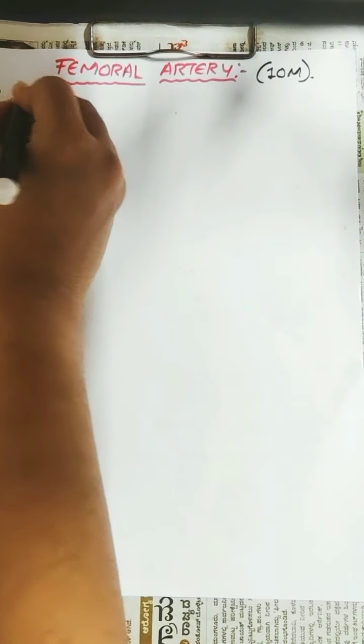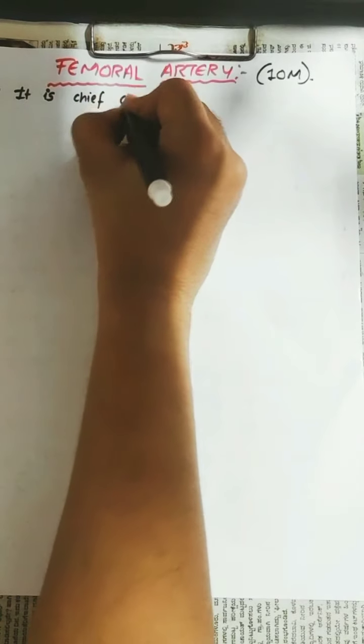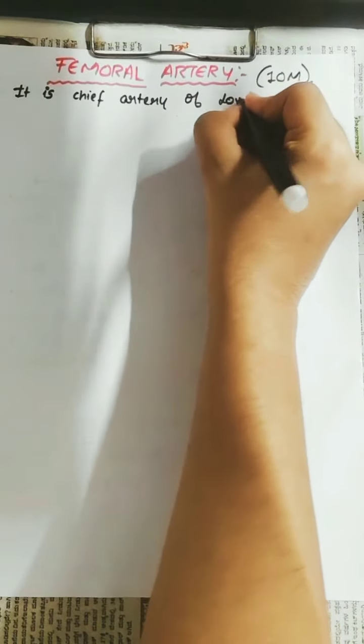Hello friends, this is the next 10 mark question. Femoral artery, its branches. So femoral artery is known as the chief artery of the lower limb.